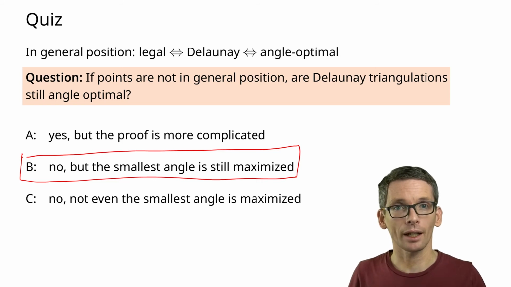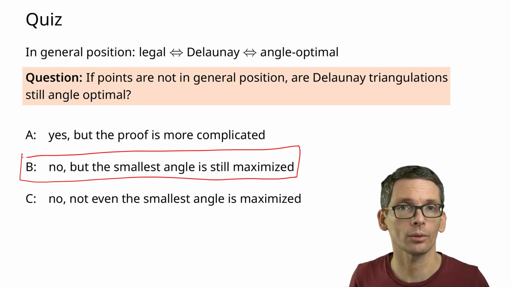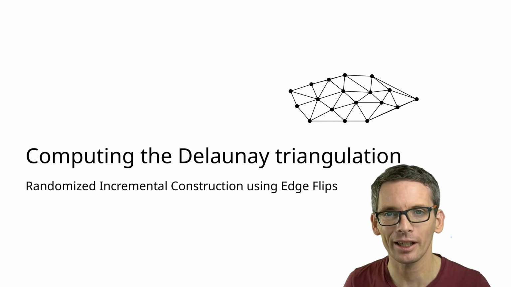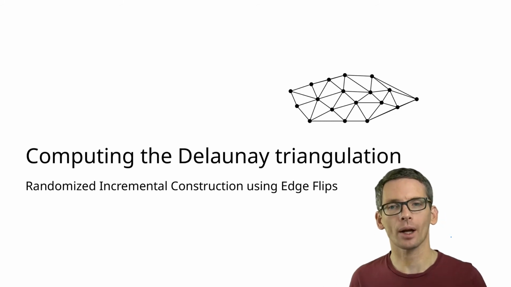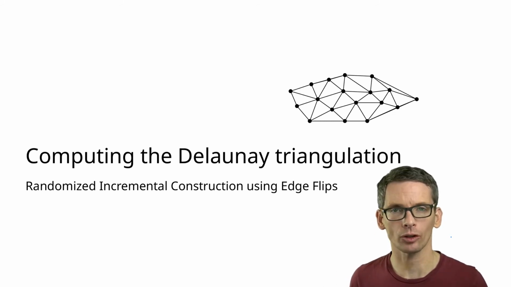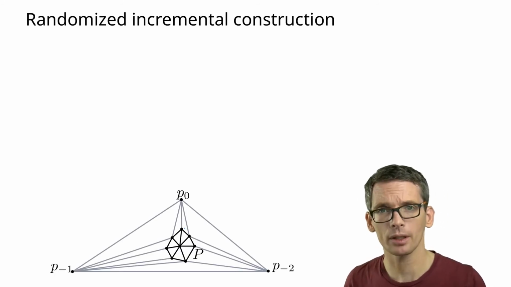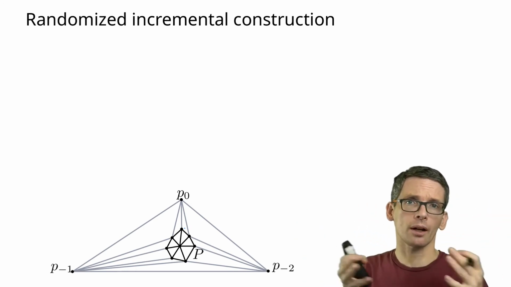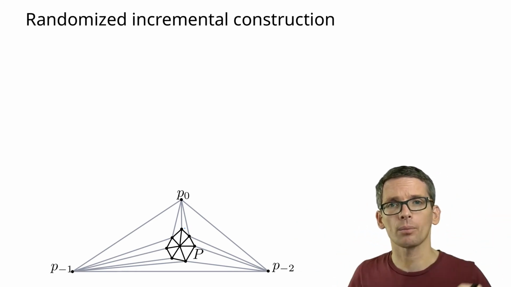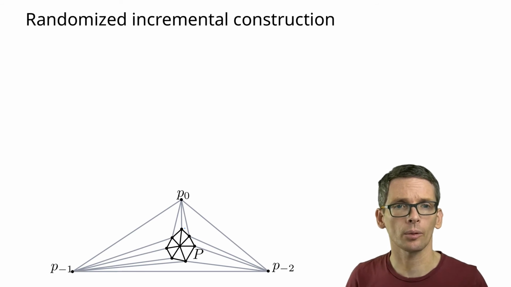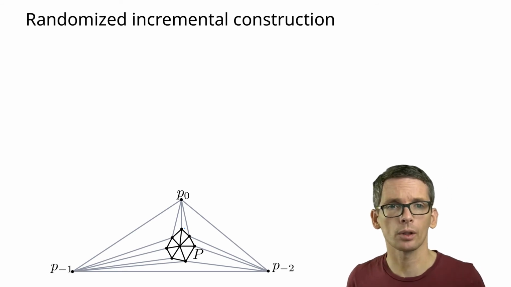Next, we want to look at how to compute a Delaunay triangulation. We want to do so using a randomized incremental construction. So how will this look? What we're going to compute will look like that. We will have our point set, but because we want to have a big outer face, we will add 3 points on the outside. So this is what we're going to compute, and we're going to do it in the following way.